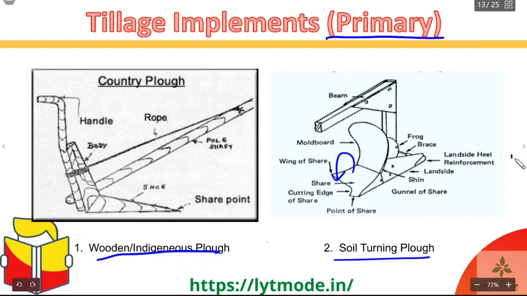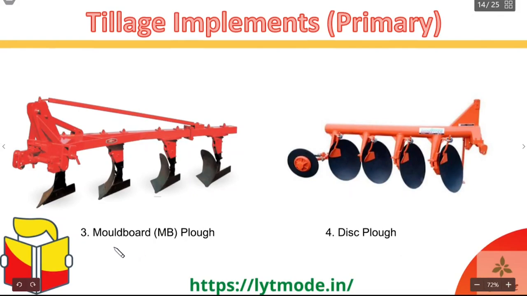Okay, so that's the soil turning plow. Then there is the mold board or the MB plow. It's again a very, very common name, MB plow. Some students get confused about what this MB means. MB is nothing but a mold board plow.